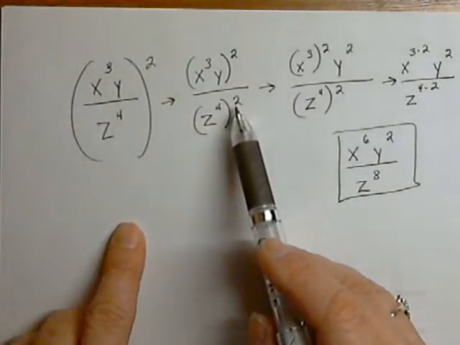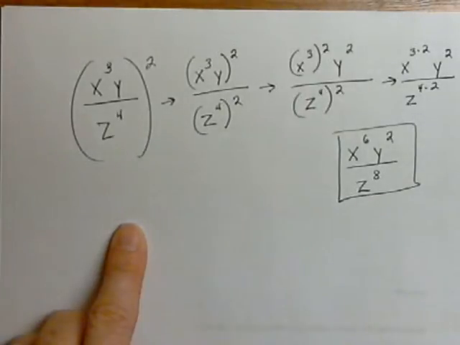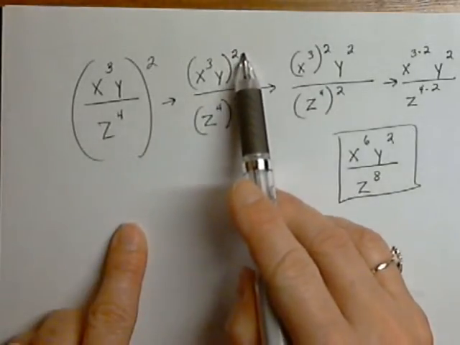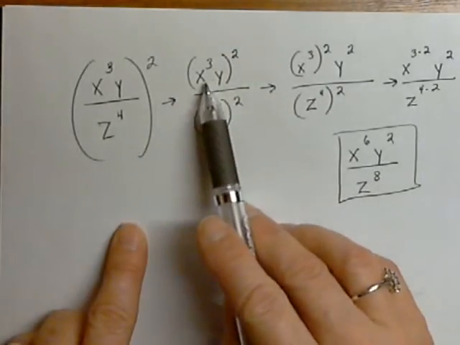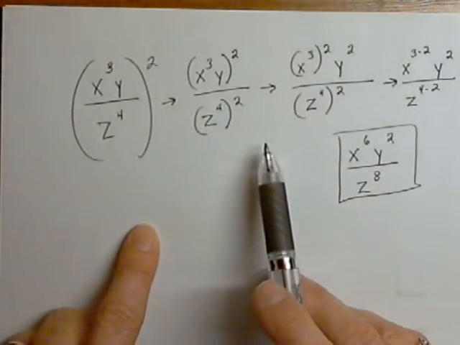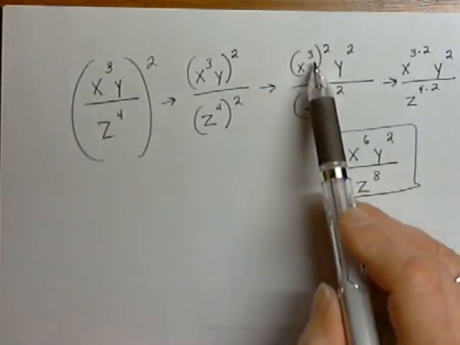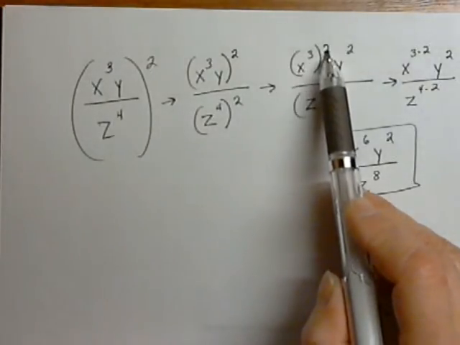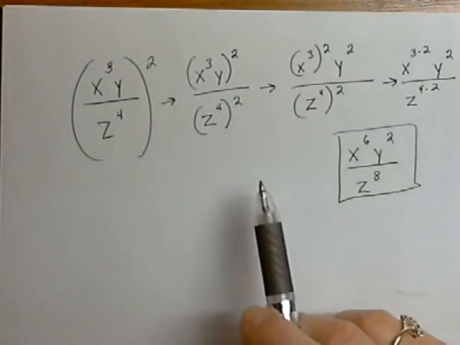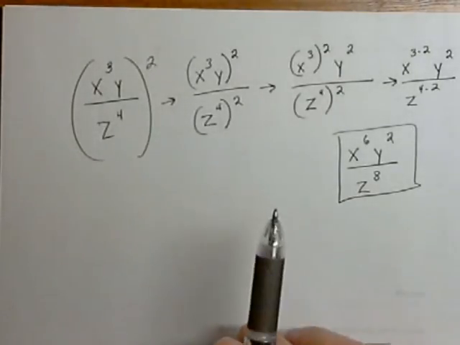We used the power of a product rule by distributing the outside exponent to every factor inside the parentheses, and that's what we've done here. And then we used the power of a power rule, where we are multiplying exponents right here. So it did take working out several of the rules, but that's okay. If we know them, we can work with them, and that's fine.